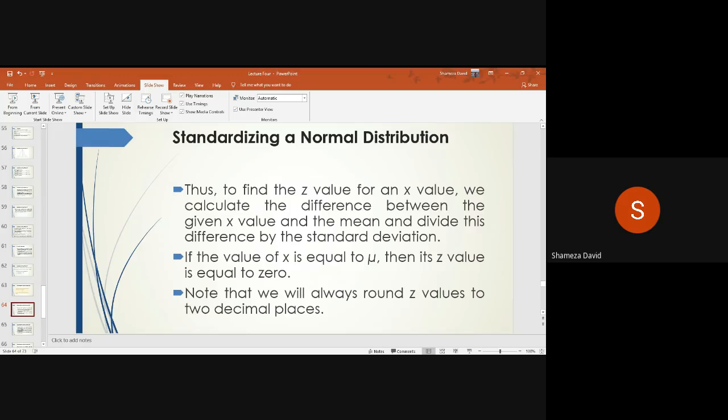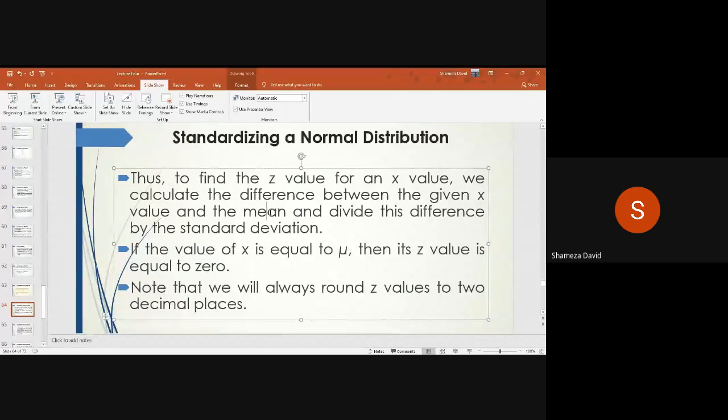Great. And so, in terms of standardizing a normal distribution, we start by calculating the difference between the given x value and the mean, and then we divide the difference by the standard deviation. So it's x minus mu divided by sigma. If the value of x is equal to mu, so if the value that you're trying to find the z value for is the same as the mean, then your formula would result in 0, because the top part will give you 0, and 0 divided by anything will give you 0. And so the mean of the standard normal distribution is 0, because there's no difference between that and the mean in terms of standard deviation.